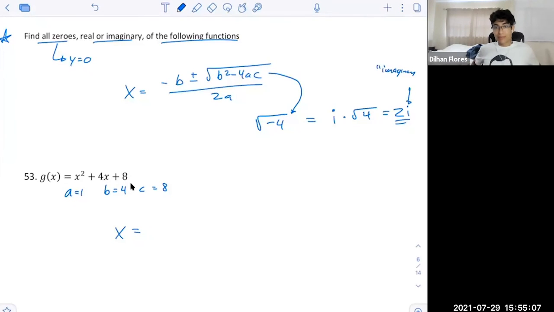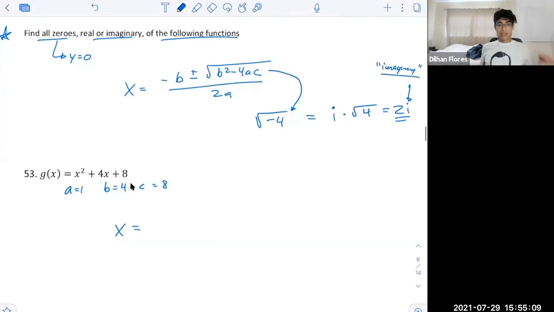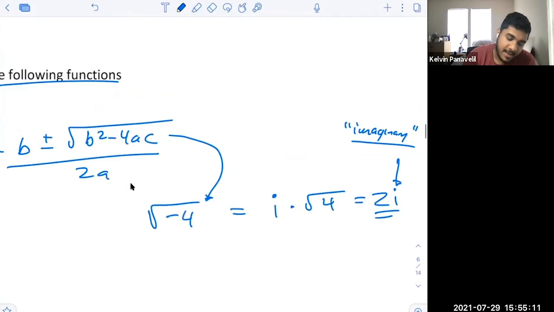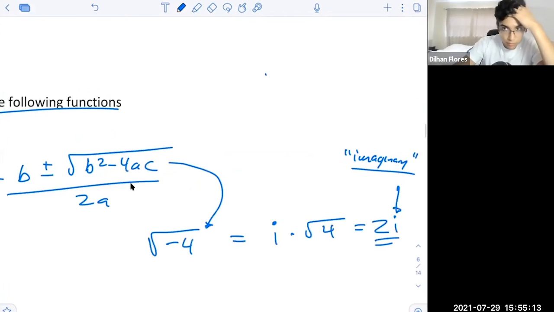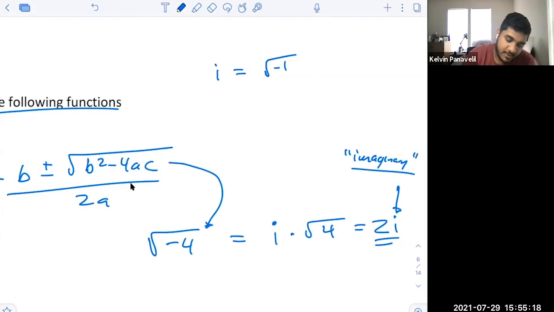That's all there is to it. Because guys, if you remember, i is equal to the square root of -1, which means when you square both sides, i squared is going to equal -1. So just remember, pulling out an i is basically pulling out a square root of -1.